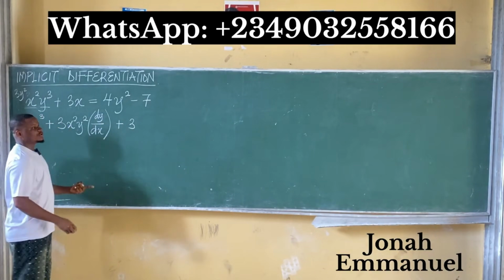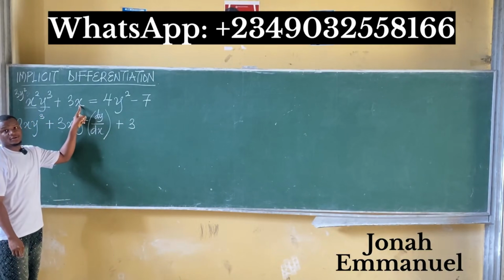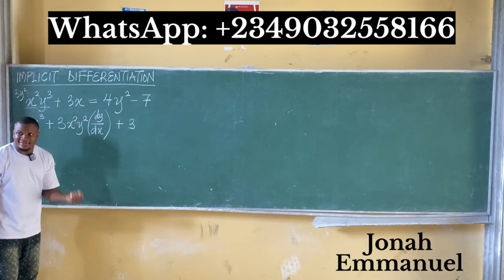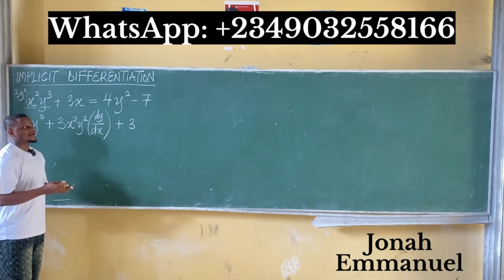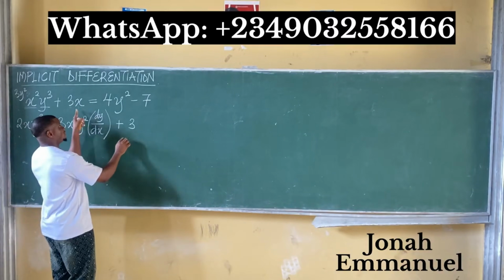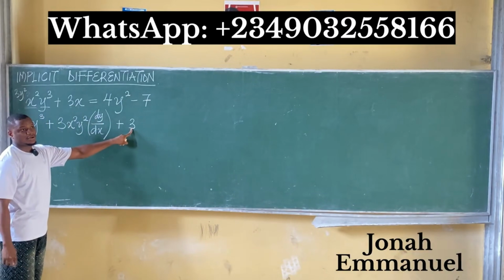3. Please, do I add the y dx here? No. Why? Because it's not a y term. You only add dy dx when you're differentiating a y term. So I'm done with this. Differentiate 3x, it gives you 3. We are done with this.